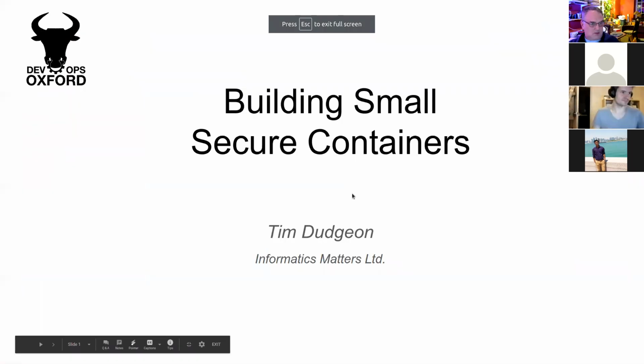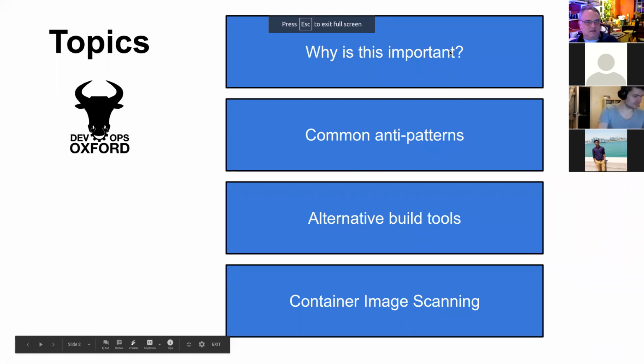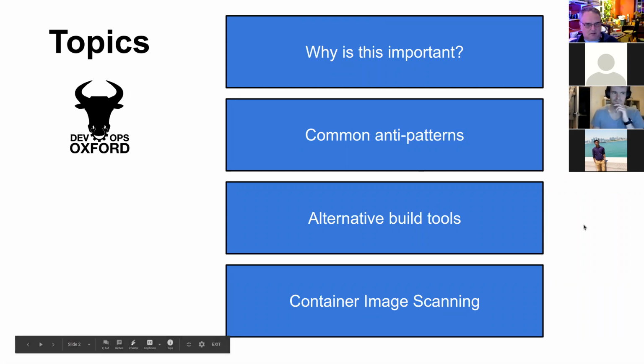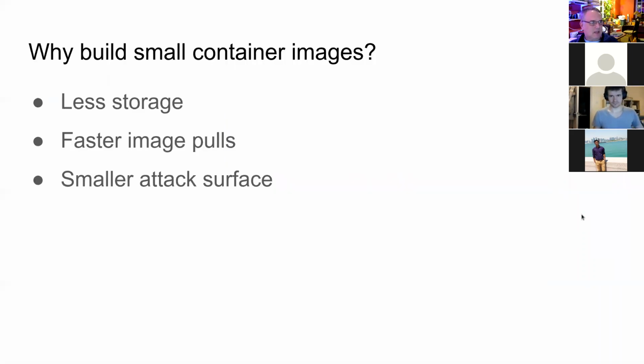So, as I said earlier, this is what I think we should cover. Why is it important? Describe some common anti-patterns. Look at alternative build tools that solve some of those anti-patterns, and finish off with container image scanning.